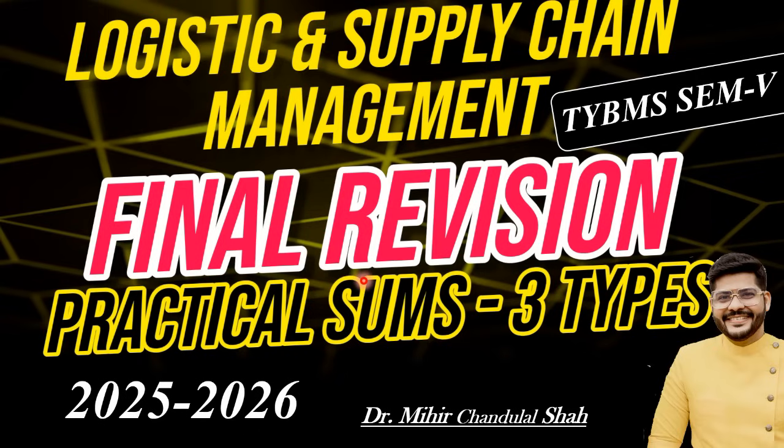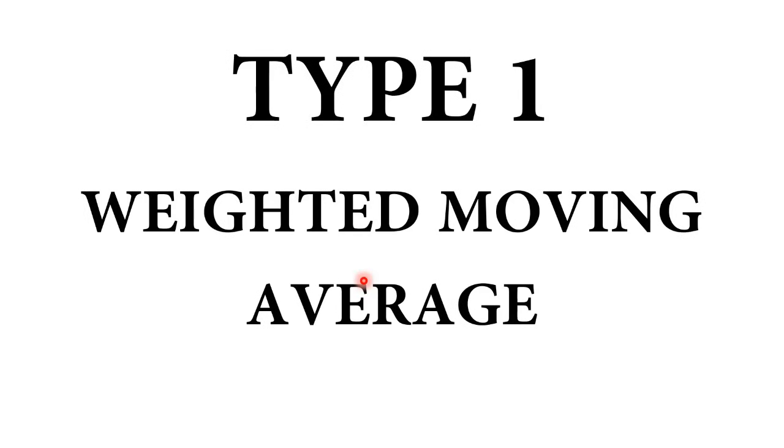So we're going to have a final revision of the rules to solve those 3 sums, the formulas required to solve those 3 sums, and a few examples whereby we will be applying those formulas and rules and solving them. So let us start one by one. The very first type of sum is the weighted moving average. So let us see what the rules are that are required to solve the sum, what columns are required, and how you need to solve this sum.